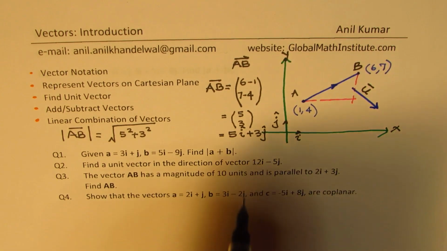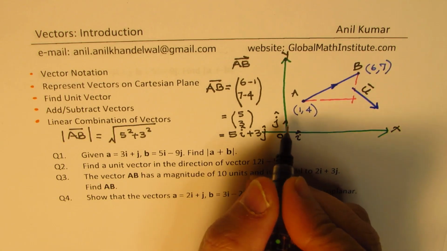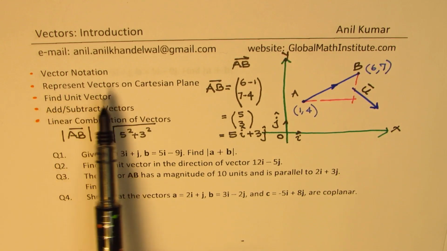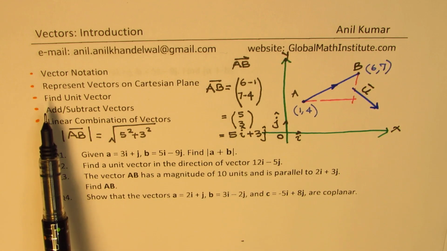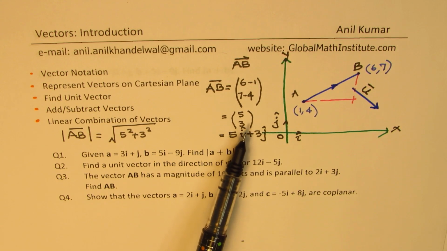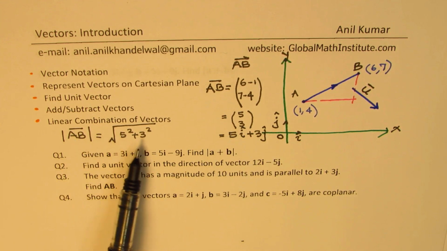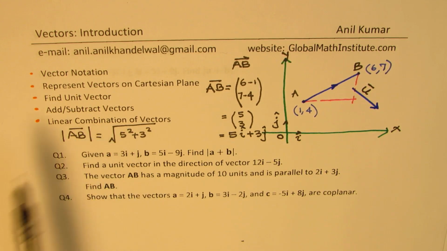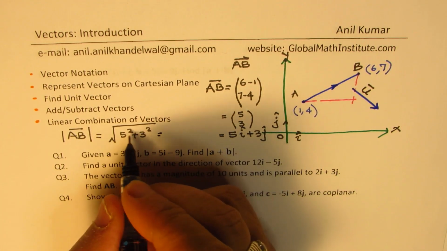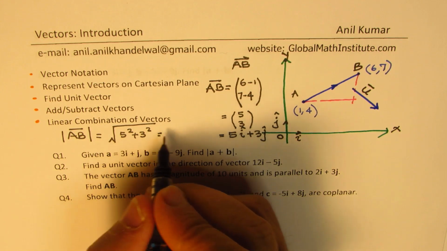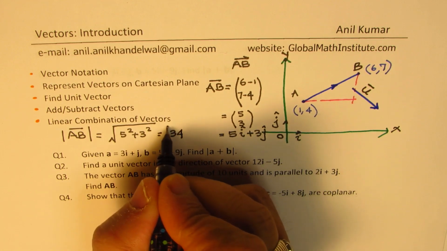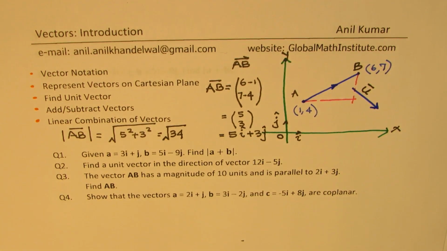So I hope that makes a good recap of what you already know. So we have seen how to represent vectors in a Cartesian plane, and now how do we find a unit vector? Now magnitude of the vector, as I said, AB is 5 square plus 3 square square root. Now this is not 1. If you calculate this, what do you get? You get 25 plus 9, which is 34. So what you really get is square root of 34.